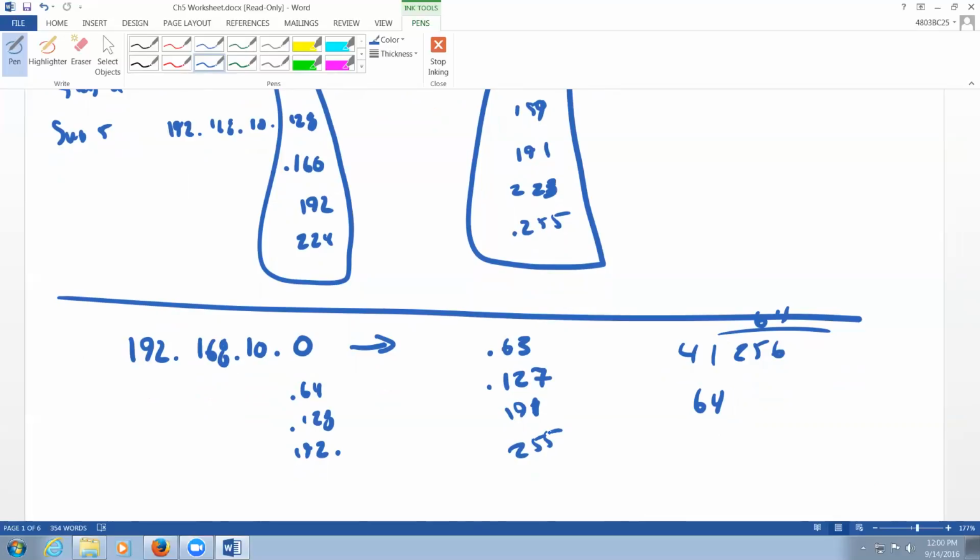Okay, so the 256 is what? What's 2 to the 8? So how many bits do we have? We had 8 bits, right? And if I take 2 to the 8, that's 256. You're just creating a network out of bits.